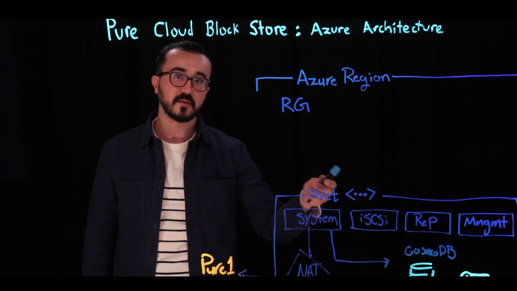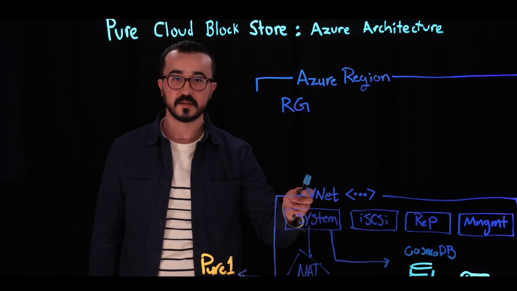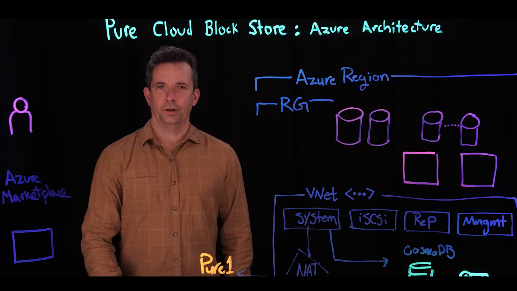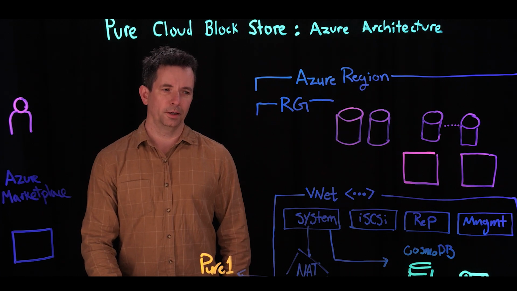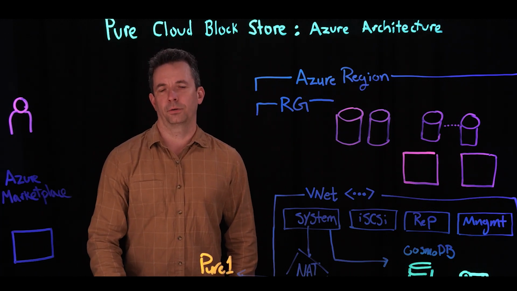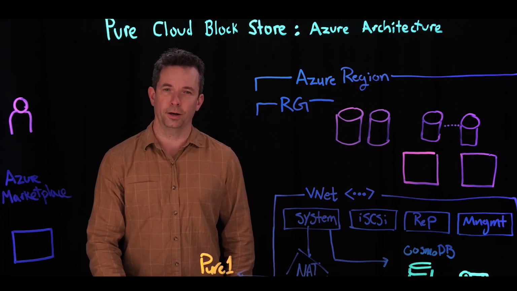Now I'm going to turn it back to Kyle, who is going to explain what other native services the Cloud Block Store will be deploying within this resource group. Hey, Kyle here. Now that Adam has gone through the underlying requirements that need to be in place in order to deploy Cloud Block Store, I'm going to walk you through the mechanism by which an end user would actually go through to deploy it.